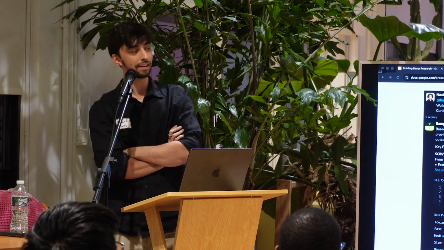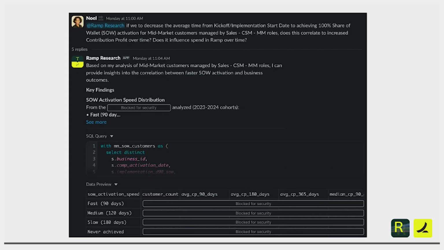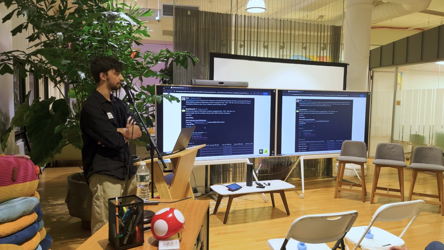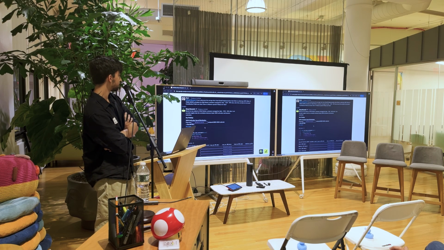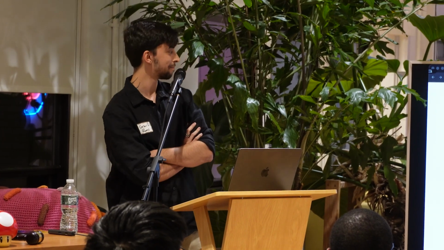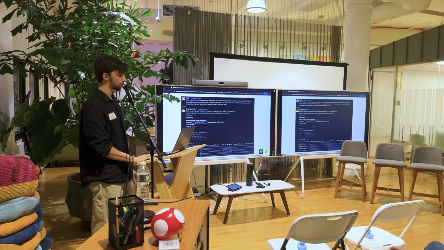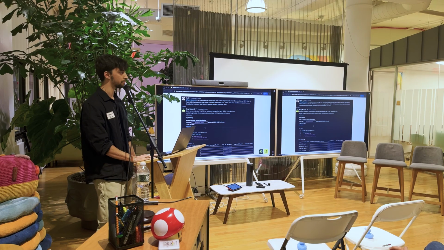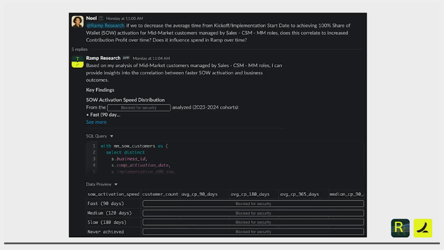So, for example, this is a little sneak peek at what RAMP Research can do. Here I have Noel, who's basically asking about ways in which we can correlate our contribution profit based off of how achieving 100% share of market goes. And as you can see, RAMP Research essentially returned the response in about 4 minutes. I think James would struggle, as much of a wizard as he is, to hit that same time period. So hopefully this gives a little insight as to what the power of RAMP Research can serve. And now we can talk about how to build it.